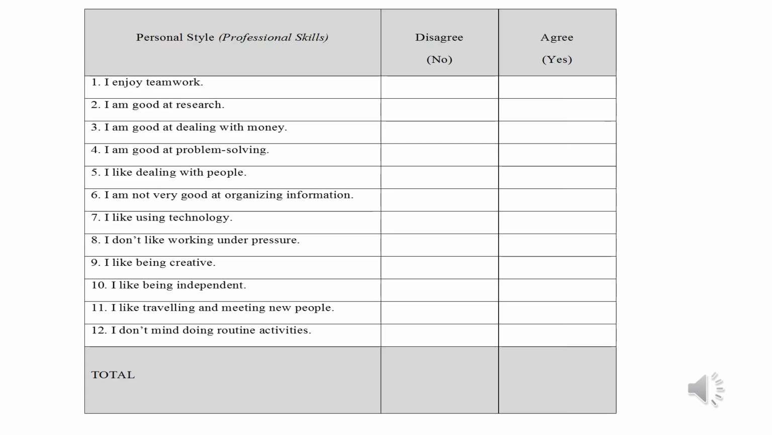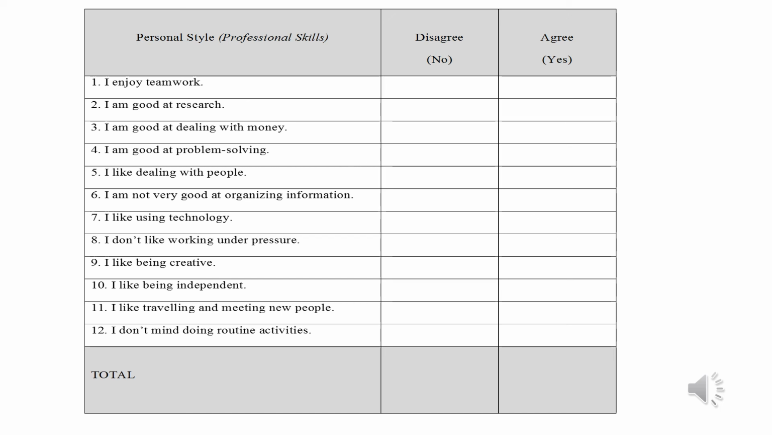Now we have this activity. You have this questionnaire. Read it carefully. Put yes or no next to each of these things. For example, if I say I enjoy teamwork, I say yes. I am good at research, I say no. So I can write a sentence, for example, I enjoy working in a team, but I am not good at doing research.